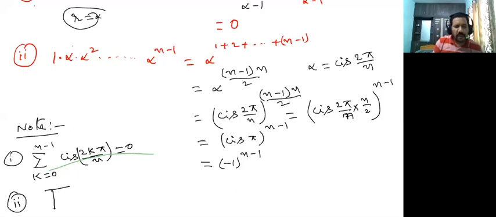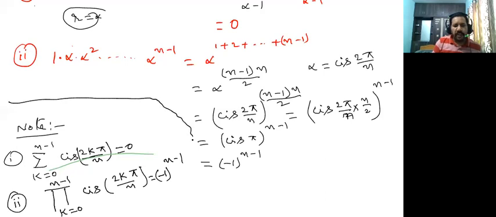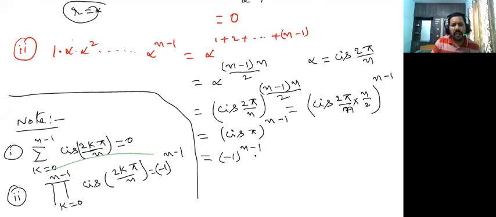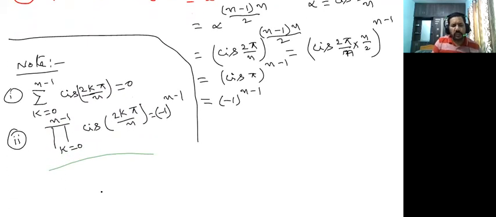Summation means sum, addition. Now this is the multiplicative symbol: product for k is equal to 0 to n minus 1 of cis 2k pi by n, that is minus 1 whole power n minus 1. Sum of nth roots of unity is 0. Product of nth roots of unity is minus 1 whole power n minus 1. Okay. Now I am going to the third property, the third one.